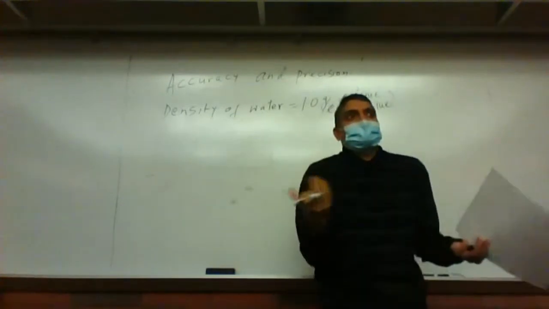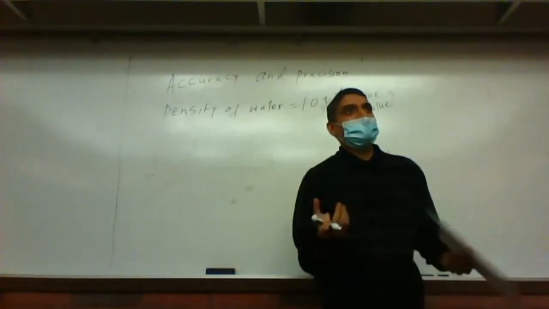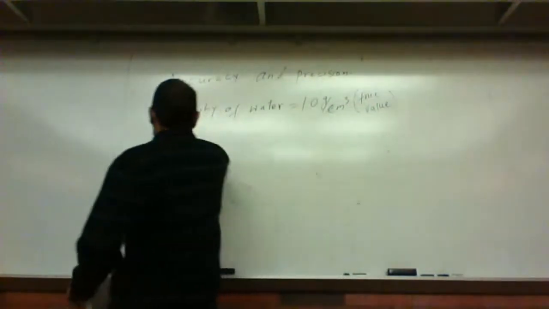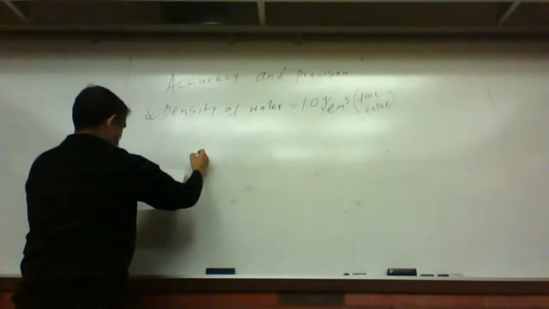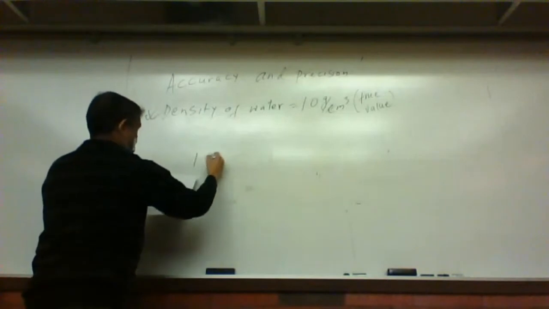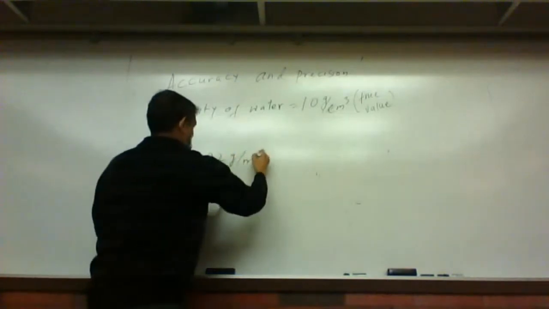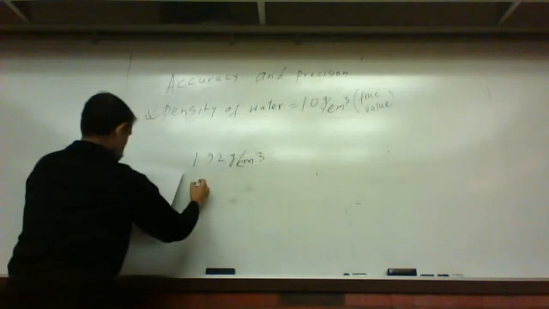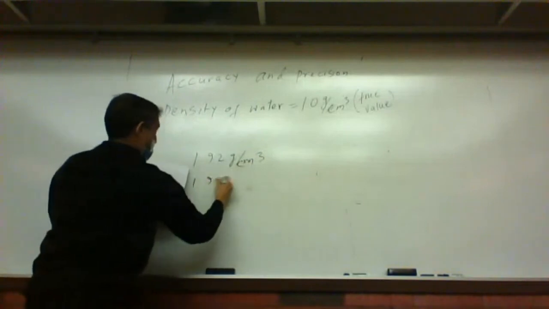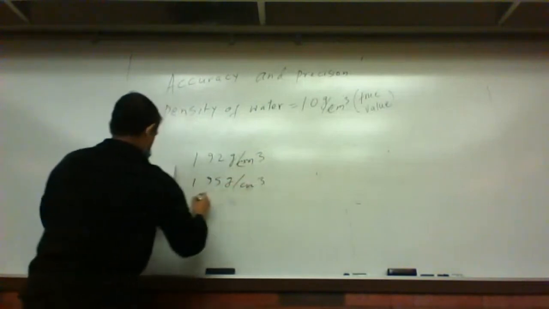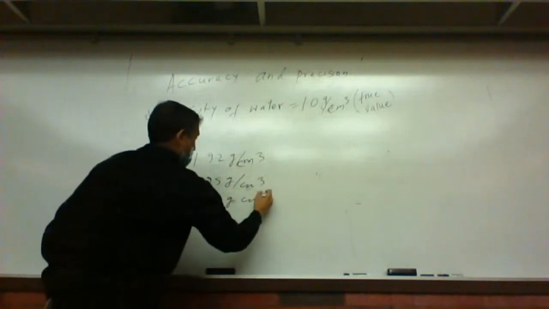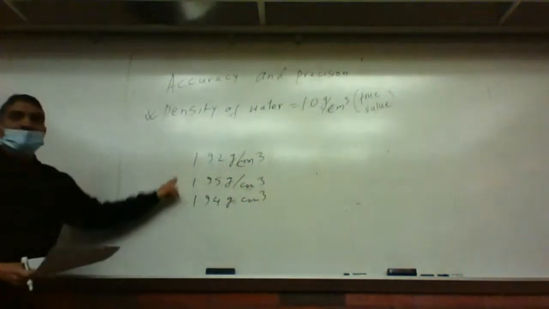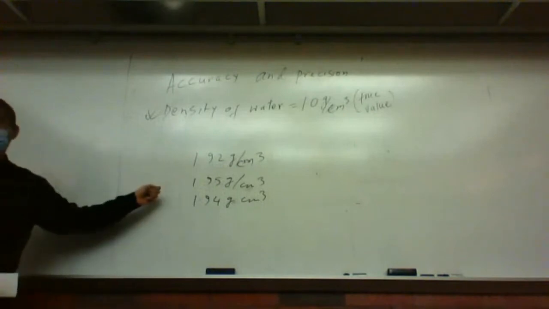Now we can also measure the density of water in our laboratory. This is the true value people have reported, and our values are like this. One time you got 1.92 gram per cm cube, another time you got 1.95 gram per cm cube, another time you got 1.94 gram per cubic centimeter. So these are the numbers we measured for the density of water in our laboratory.